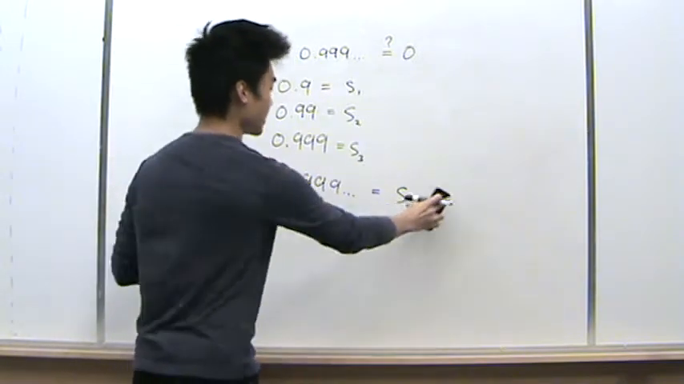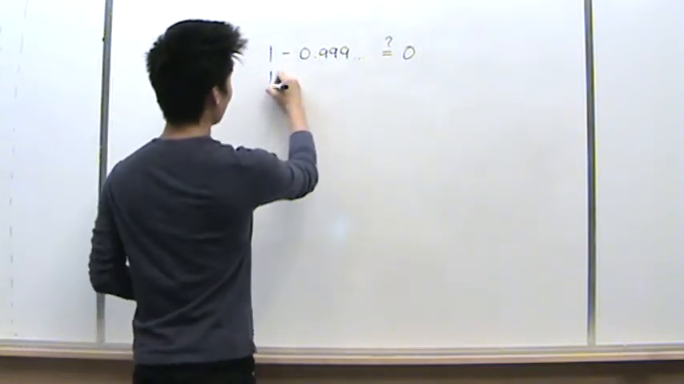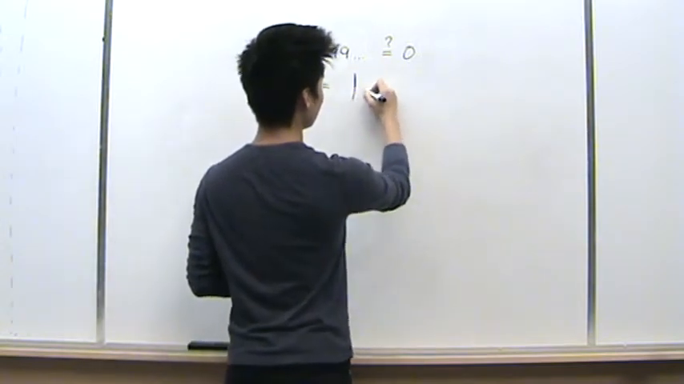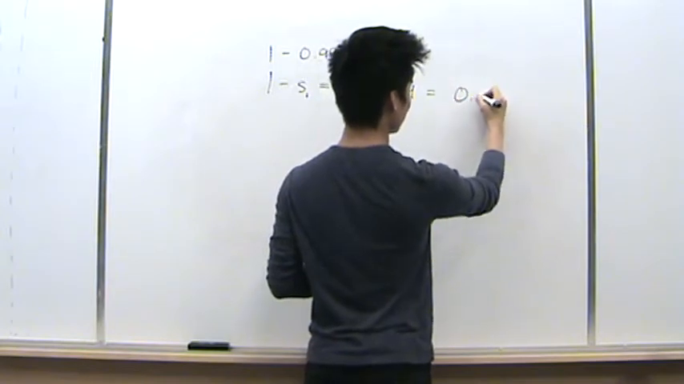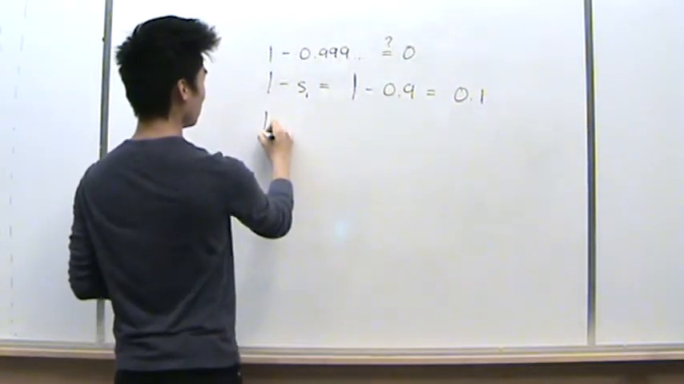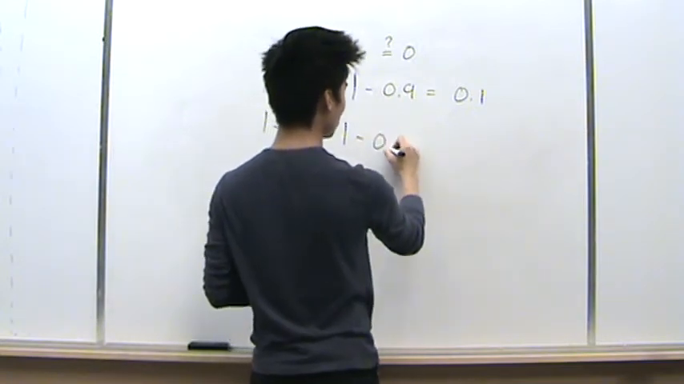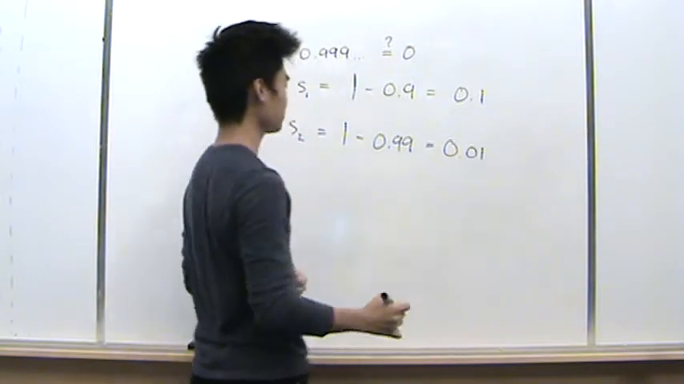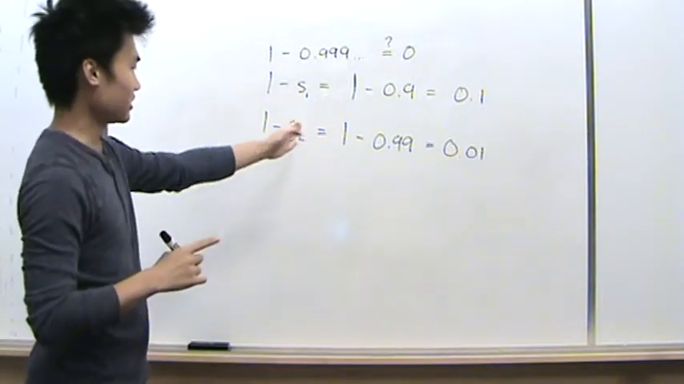Okay, and let's look from the pattern that we just saw. We're going to start asking this kind of question. We're going to see what happens. 1 minus S1 is really just 1 minus 0.9, and that just gives us 0.1. 1 minus S2 is 1 minus 0.99, and that's 0.01. So on and so forth. So let's look at this.